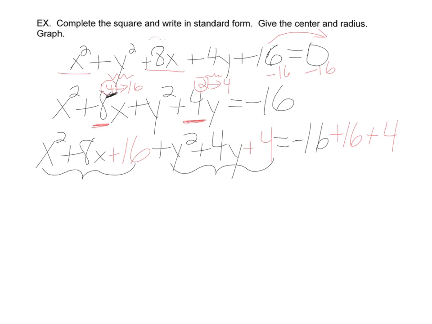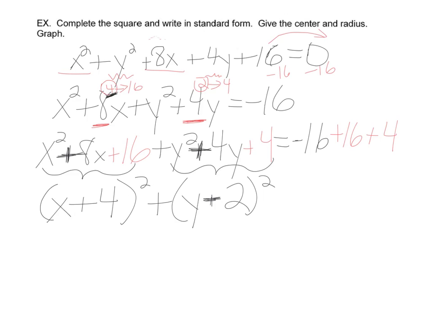X squared plus 8x plus 16 will turn into parentheses x, and since there's a plus in front of the 8, I'll have a plus in my parentheses, and my half number that I've circled in red up at the top is 4, and parentheses squared. It always works that way. Then same thing with the y's. I have a y, because the next sign is a plus, I put a plus. My half number with the y's is the 2, parentheses squared, equals, and then on the right side when I combine like terms, I just have 4 left.